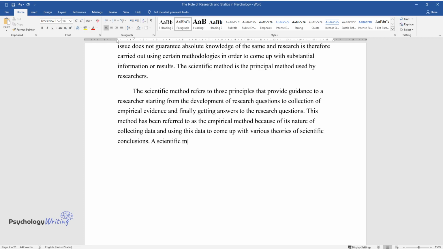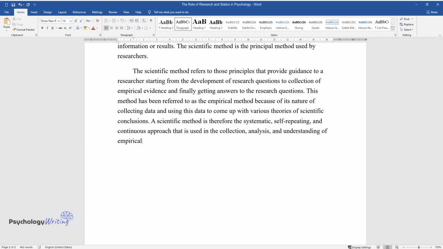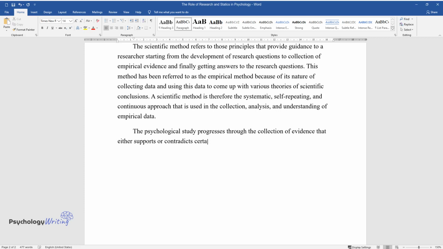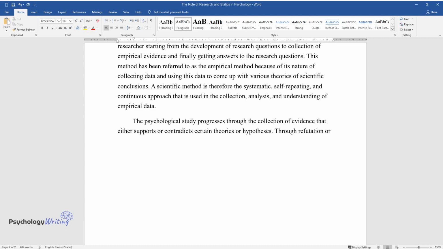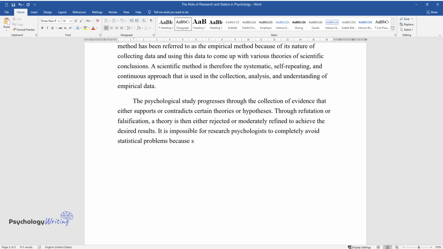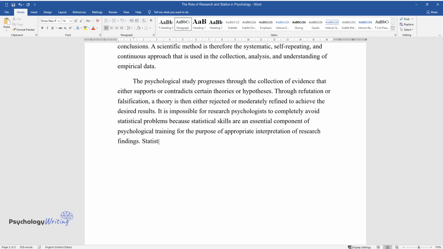A scientific method is therefore the systematic, self-repeating, and continuous approach that is used in the collection, analysis, and understanding of empirical data. The psychological study progresses through the collection of evidence that either supports or contradicts certain theories or hypotheses. Through refutation or falsification, a theory is then either rejected or moderately refined to achieve the desired results. It is impossible for research psychologists to completely avoid statistical problems because statistical skills are an essential component of psychological training for the purpose of appropriate interpretation of research findings.